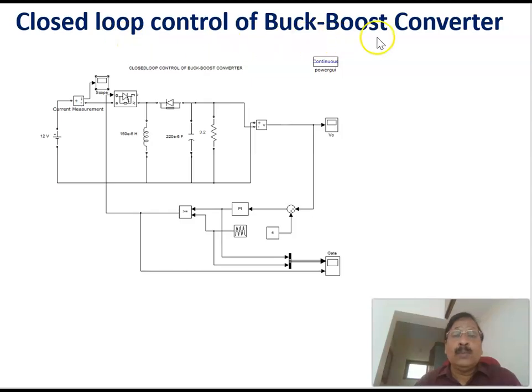Now let us see the closed loop control of buck boost converter. This is a simulation model, and here an input voltage is given, equal to 12 volt, and this is 6 volt. It is a buck boost converter, with a switch, a diode, inductor, capacitor and load. Output voltage is sensed, compared with the reference, and the error is given to a PI controller. The PI controller output is compared with a sawtooth waveform, and the output of that comparator is given as an input signal to the switch. Therefore, this is the basic method of closed loop control of a buck boost converter using a PI controller.